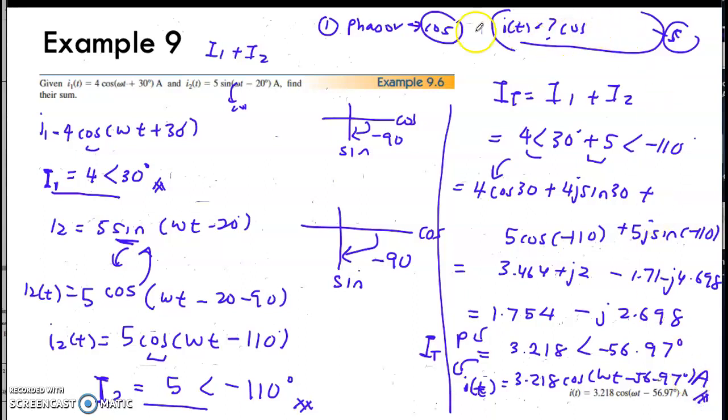Okay, so just remember your aim. Your aim now is always to change the sinusoid to phasor first. In order to change to phasor, you need to be cosine. If you are given sine, you need to change to cosine and leave your final answer in terms of sinusoid again.